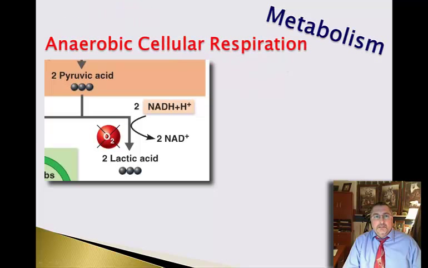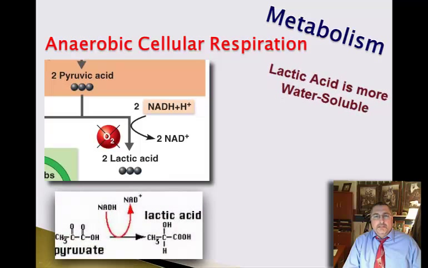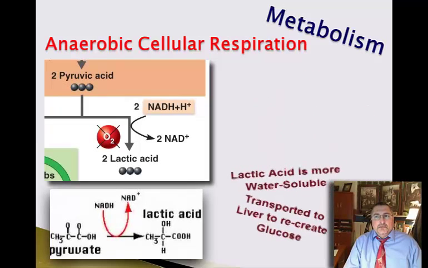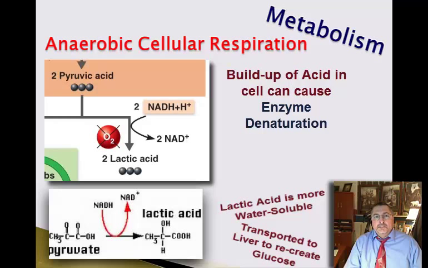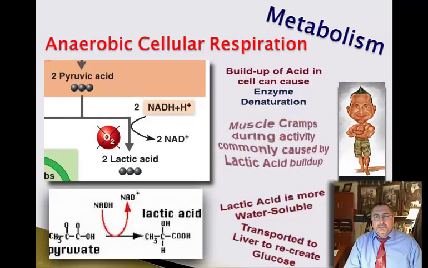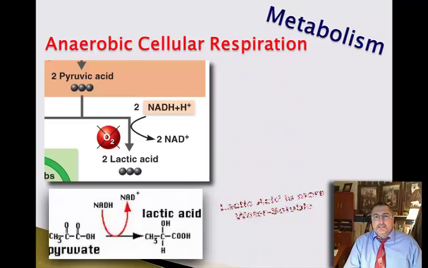If oxygen is not present, pyruvic acid will be converted to a more water-soluble molecule called lactic acid. And this lactic acid at rest will be transported to the liver, where it can be converted back to glucose. Prolonged anaerobic cellular respiration results in the buildup of acid molecules at the cell level, resulting in enzyme denaturation. Think of it. When would we see that happening? We would see that if we're exerting, for instance, our muscles in an environment that is anaerobic. We get muscle cramps, and those muscle cramps are due to the lack of energy production because the enzymes have been denatured from the buildup of acid at the cell level.